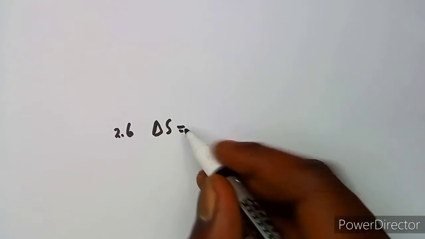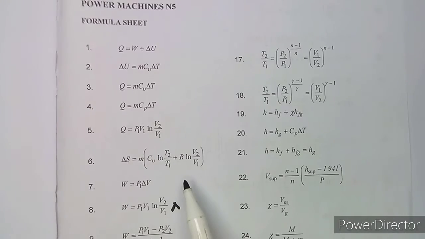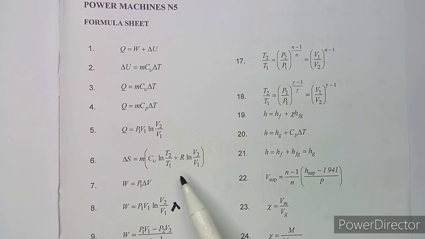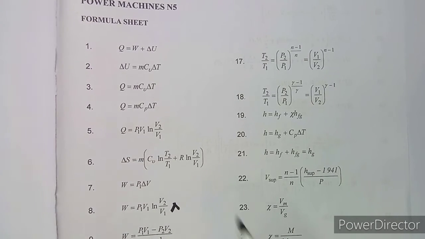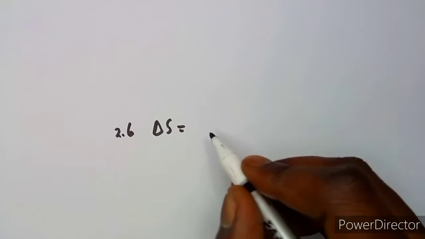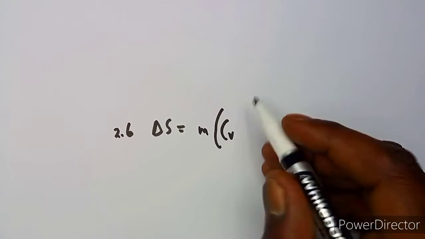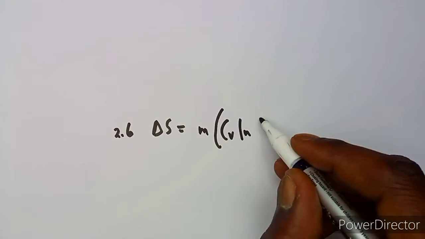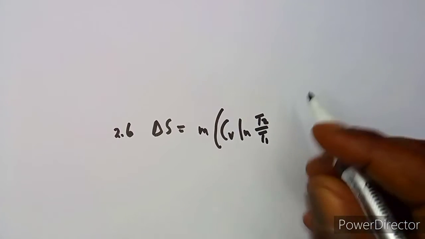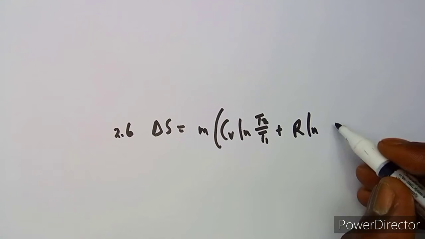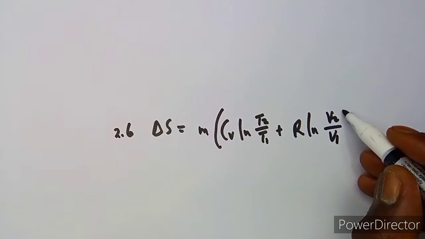So the change in entropy is given by this formula here. Let me just write it down: it's m times c_v, that is the specific heat capacity at constant volume, plus R ln V2 over V1, like that.